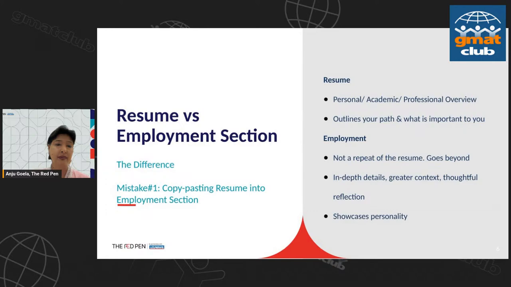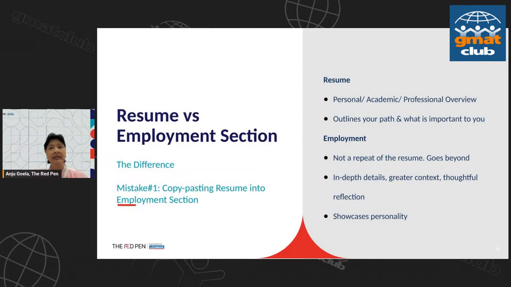The MBA resume is normally limited to one page. Therefore, the real estate on the resume is very critical, and you normally just get half a page to talk about your professional journey. The other half is used for your academics and additional information or your leadership initiatives. Therefore, brevity and trying to bring out the impact is most critical.